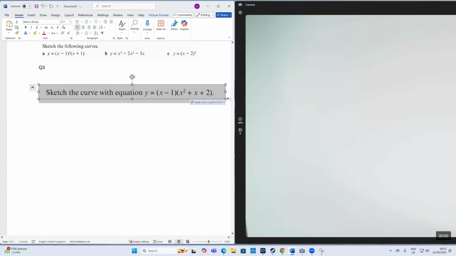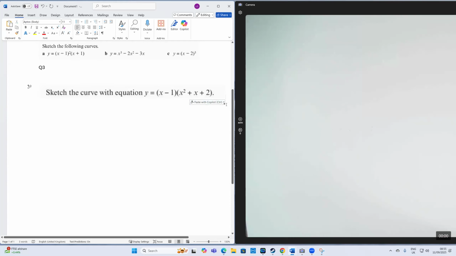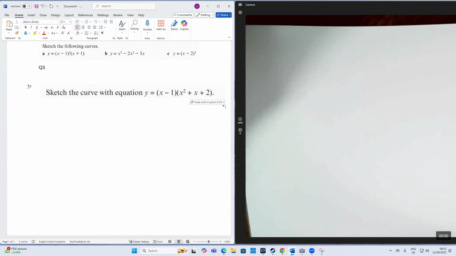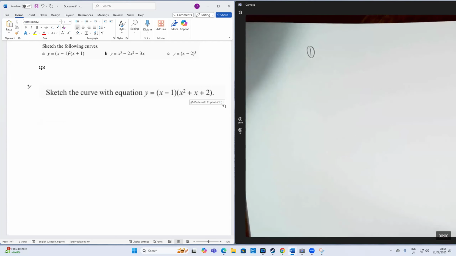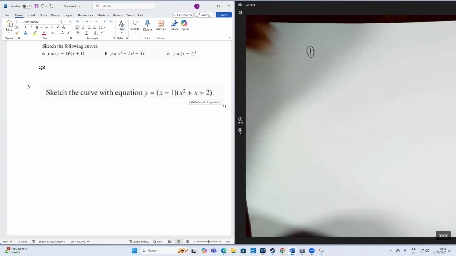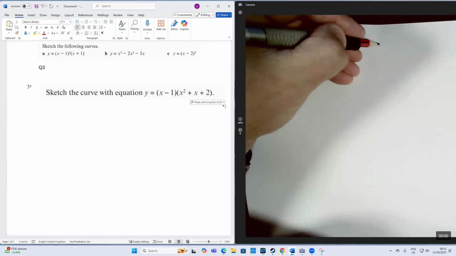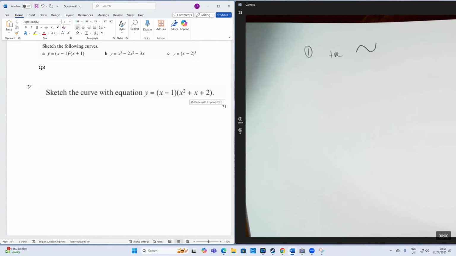So what we do with one that's like this is we need to think about the questions that we had before. Okay, so we need to think about question 1, what's the coefficient of the x cubed going to be? Well, in this case, it's going to be positive. So we know that the general shape is going to be like that.